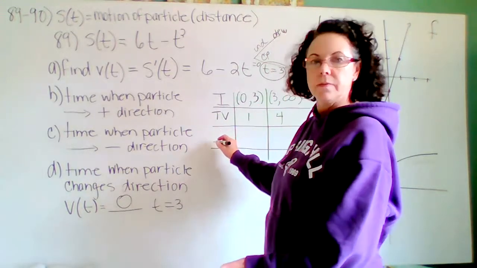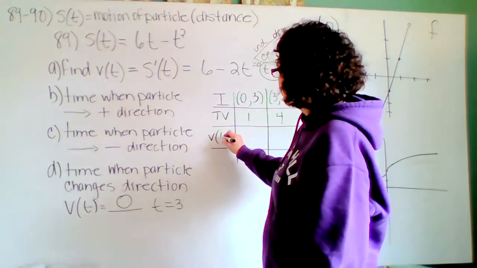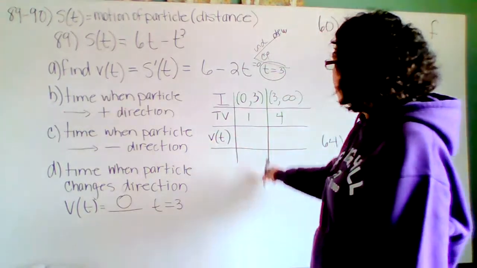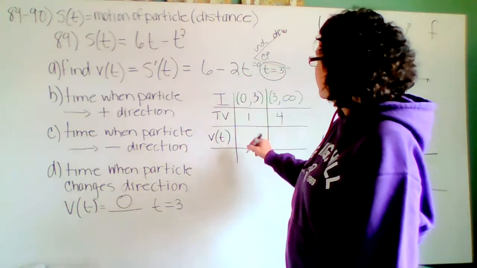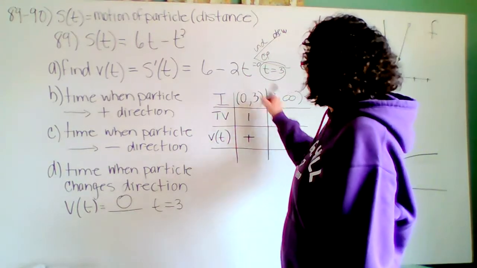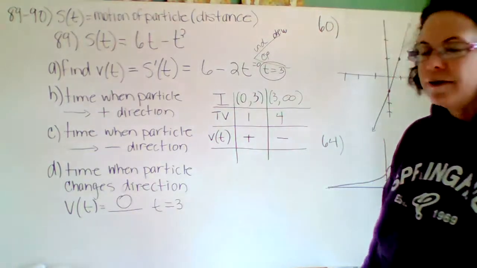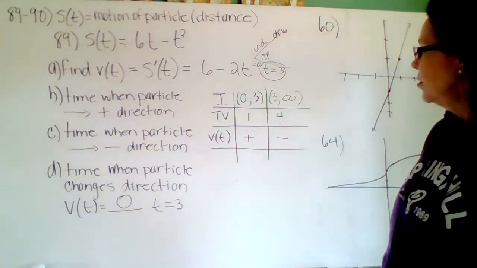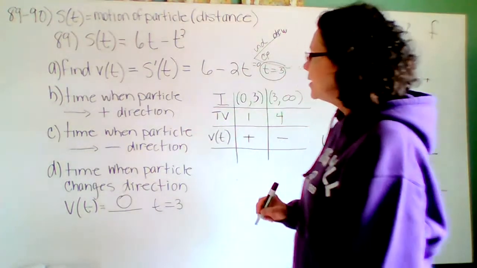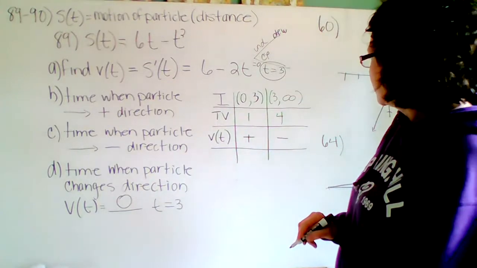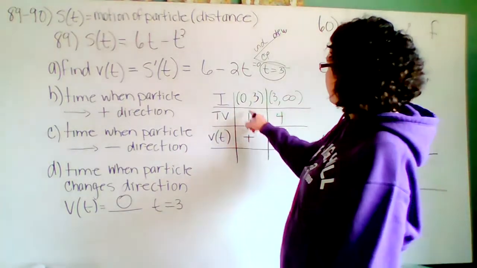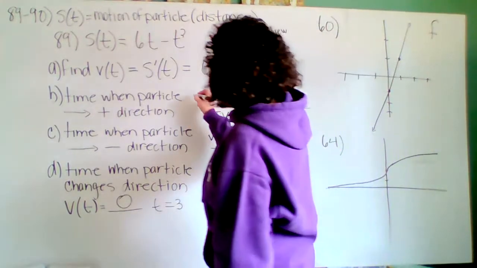And instead of the first derivative, I'll just put velocity. That's what we're checking for. When I put a 1 into the velocity function, I get a positive. When I put a 4 in, I get a negative. And now I'm able to answer B. When is the particle moving in a positive direction? That would be from 0 to 3.